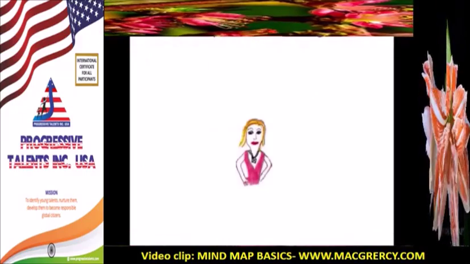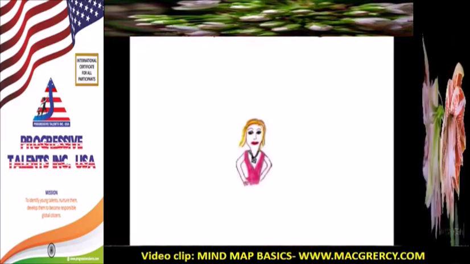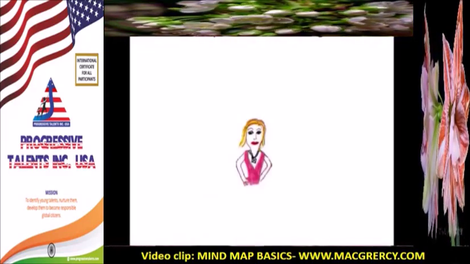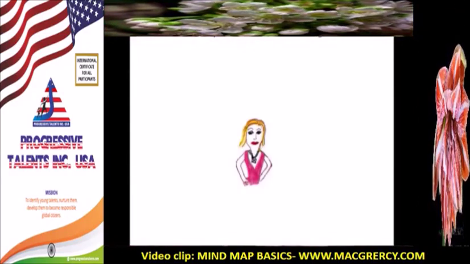To start your mind map, begin by putting an image in the center of the page. This way it's really easy to tell what the subject of the mind map is. In this case, I'm making a mind map about a lady called Chrissy, so I've drawn a picture of her in the middle of the page to start.